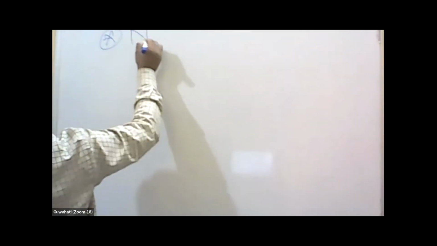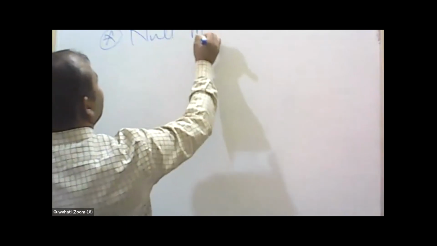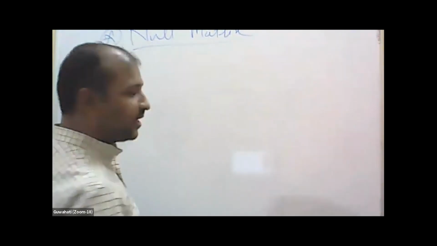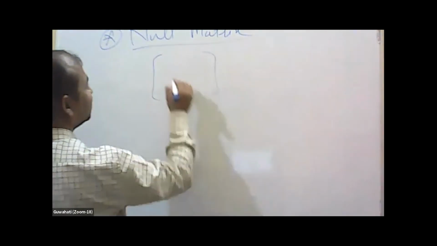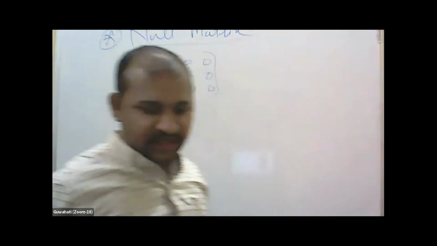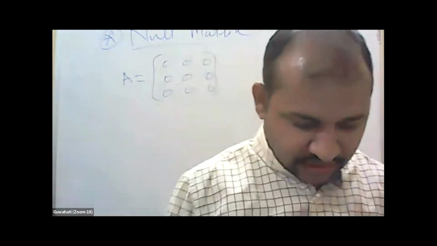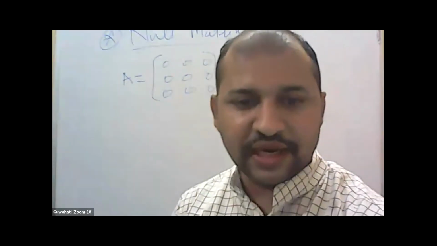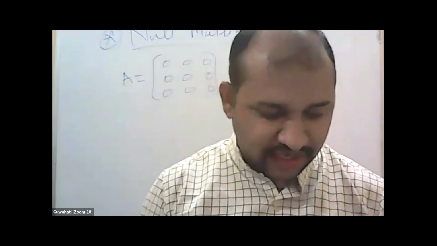Can anybody recall what they have studied in their 11th and 12th? Null matrix. What does it mean by null matrix? Null means 0. A zero matrix means all the entries will be 0, right? All the entries will be 0. So this kind of matrix will be called a null matrix. Is it clear? So let us move to another kind of matrix called a symmetric matrix.